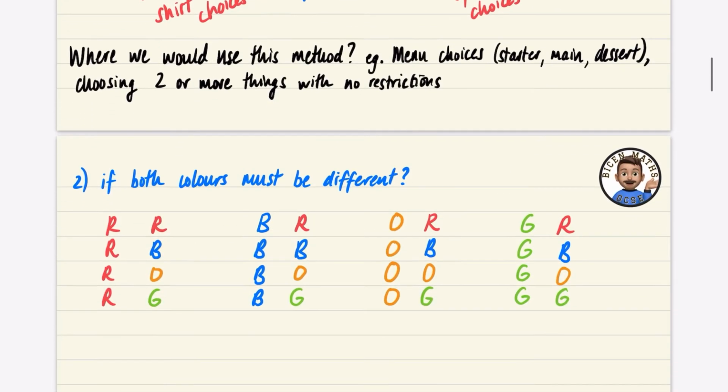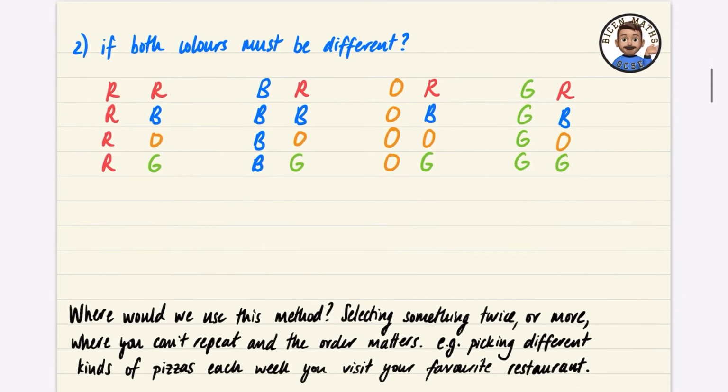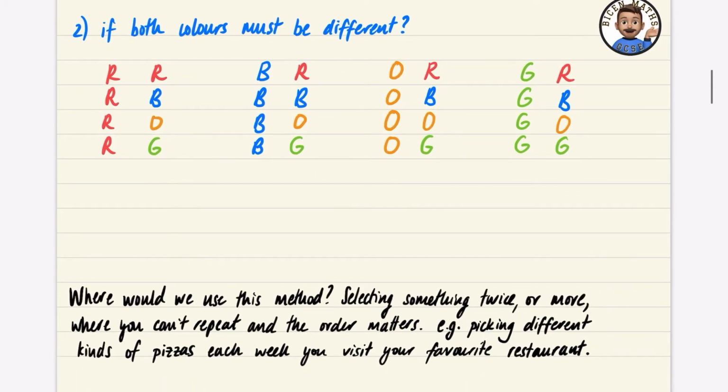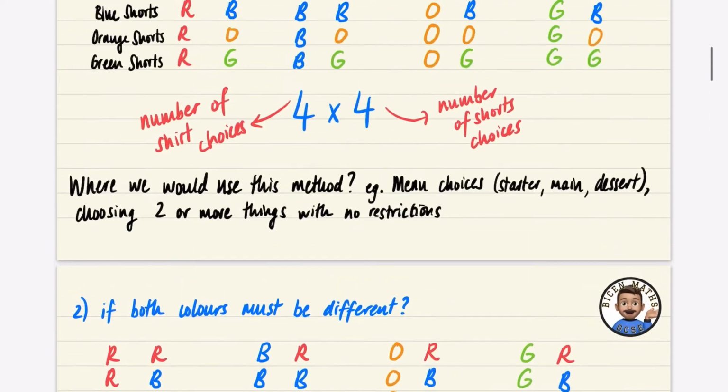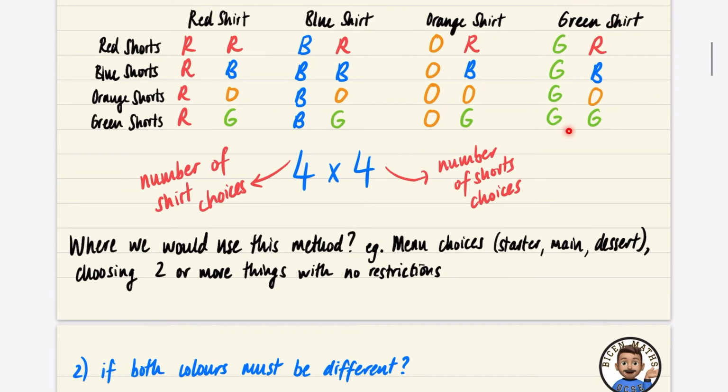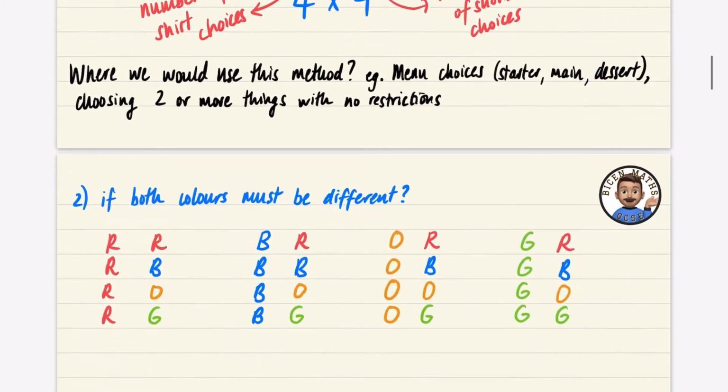The second one, though, is a little bit different. It says, what about if both colours must be different? Well, I've got this exact same array of things that we've got here. An array is just like a table of things. I've copied this from here and I've pasted it down here.